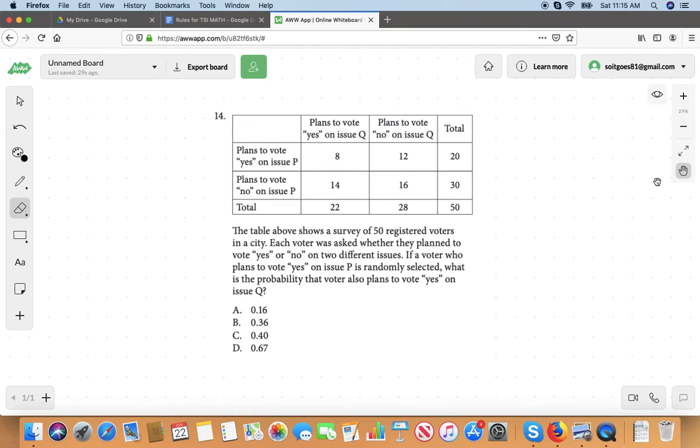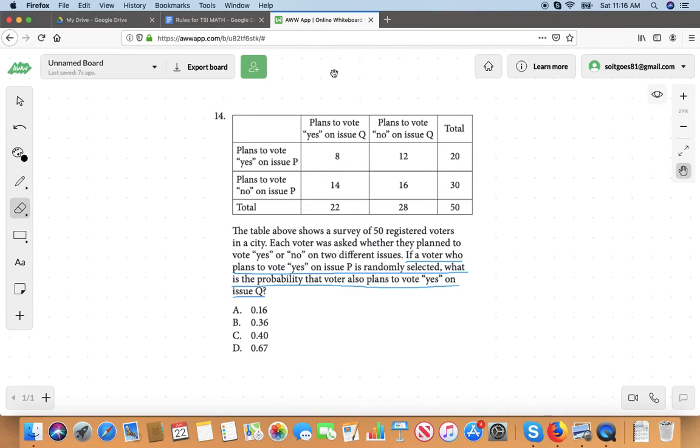I'm going to underline the last sentence of this question here. So the first sentence here is just kind of setting this up. If a voter who plans to vote yes on issue P is randomly selected, what is the probability the voter also plans to vote yes on issue Q? Okay, you've got to know what probability is here. Just something you have to know. If you don't know, good luck on this one. You're not going to get it. There's no amount of basic logic or estimation that's going to help you get this one. Here you've got to know what probability is and how it works.